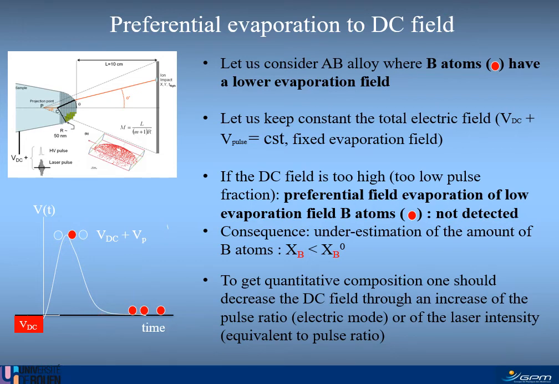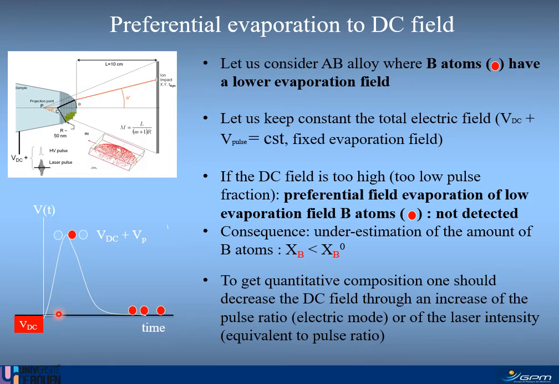In this case, you can have preferential evaporation of low evaporation field B atoms here in red. Of course, not all the B atoms will be preferentially evaporated at the DC voltage, but part of them. So that means that you will have an underestimation of the amount of B atoms. That means that the atomic fraction of B atoms that you measure is smaller than expected. So this means that to get quantitative composition, one should decrease the DC field.